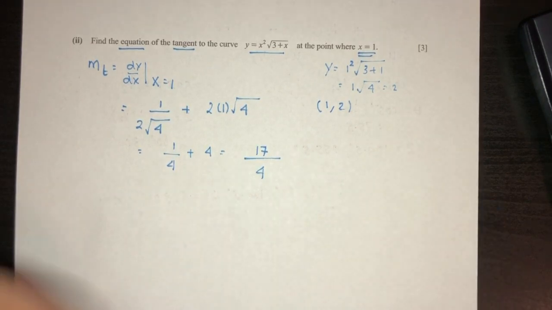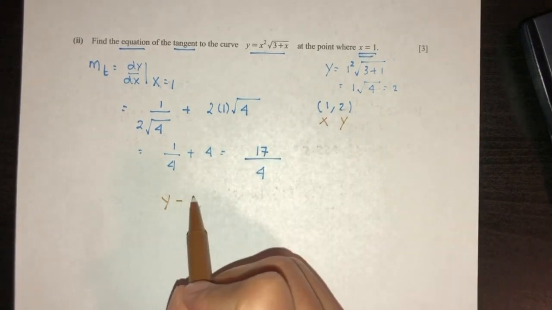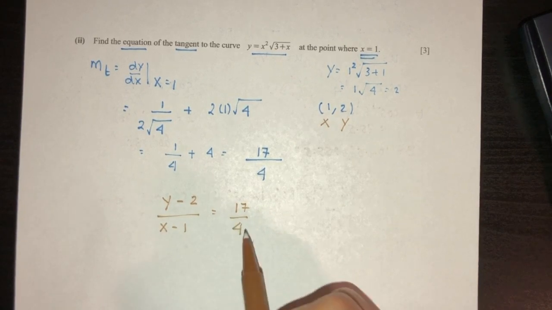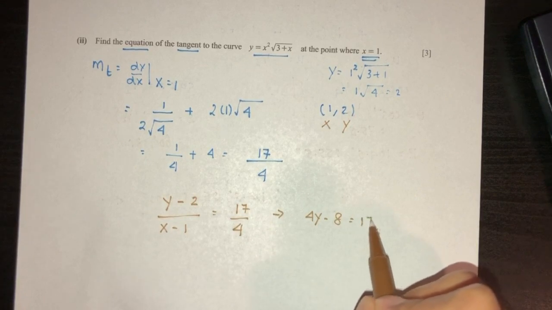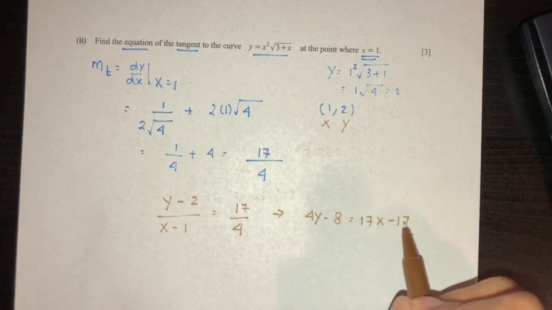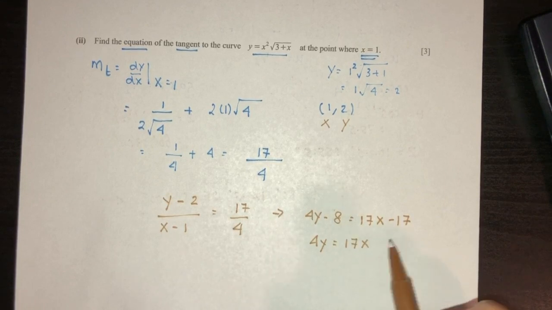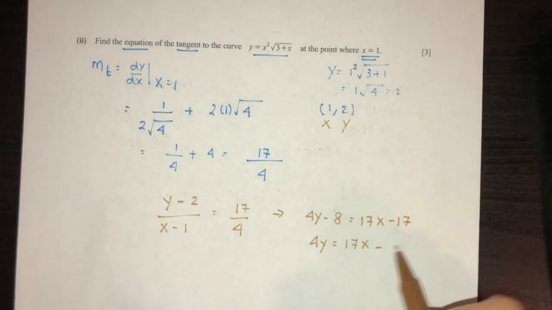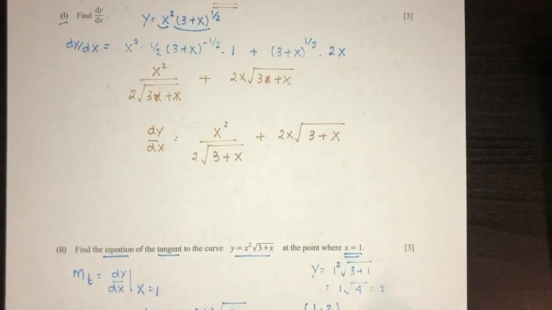Now to find the equation, we have to use this and the passing point. So y minus 2 over x minus 1 is equal to the gradient. Now we cross multiply, that will give you 4y minus 8 is equal to 17x minus 17. So 4y is equal to 17x plus, so minus 17 plus 8, that should be minus 9. So this is your equation of your tangent. That is part 2 of question number 10.